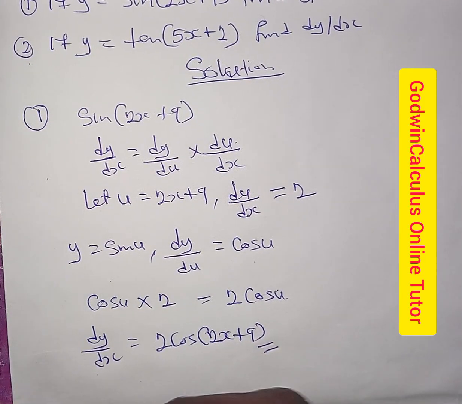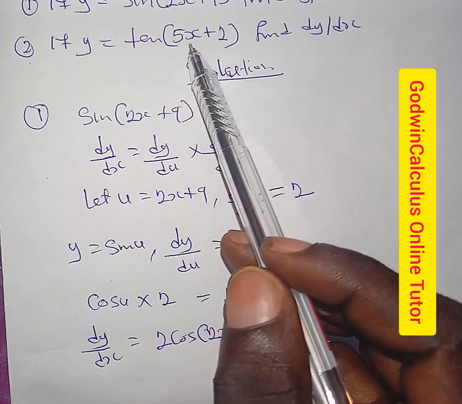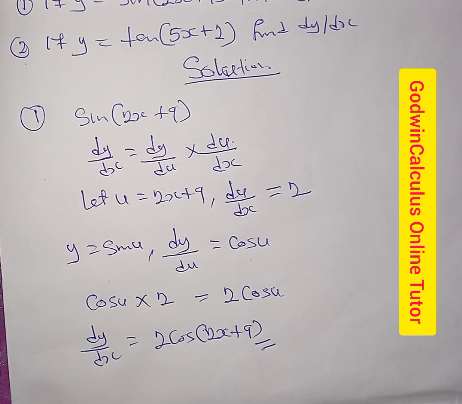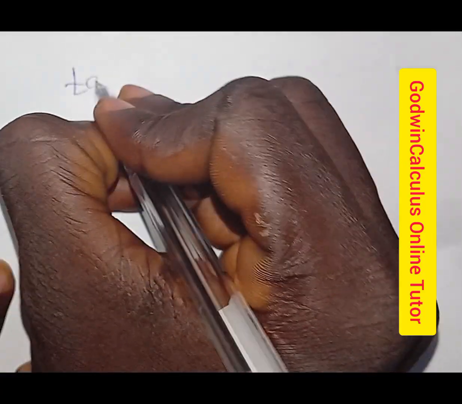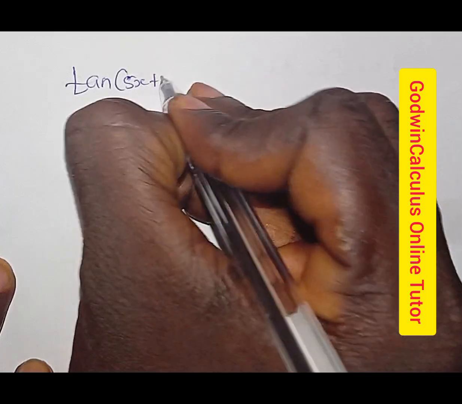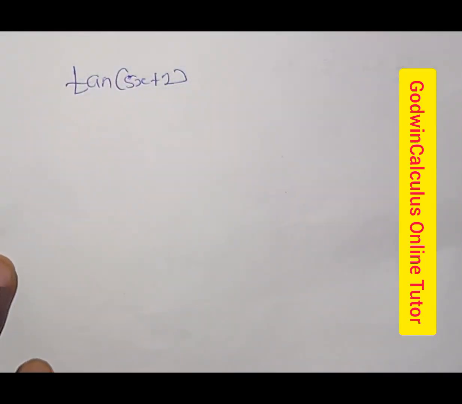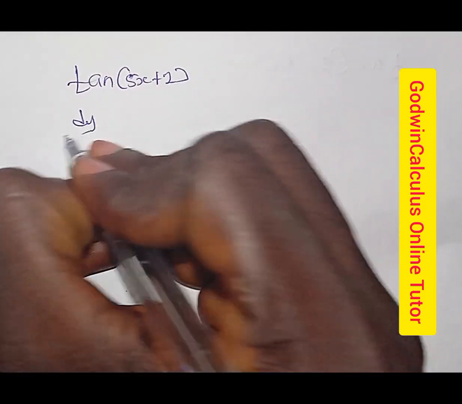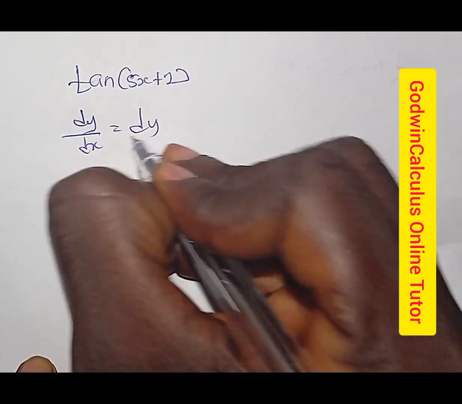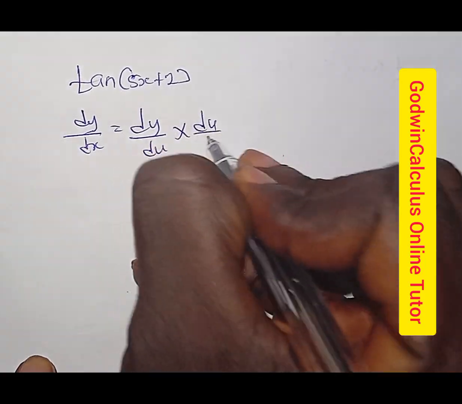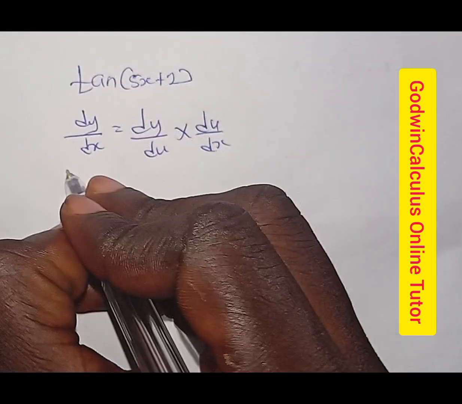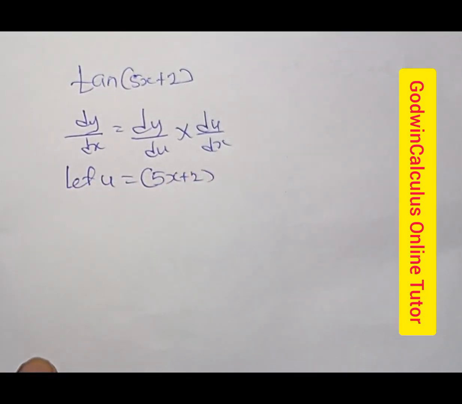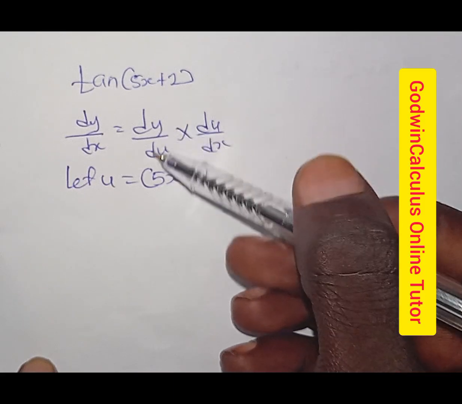Now number 2 question says that if y is equal to tan bracket 5s plus 2, find dy/ds. We're still going to apply the same method. Tan bracket 5s plus 2. Now the formula for the chain rule is what? dy/ds is equal to dy/du times du/ds. In this case now, let u is equal to bracket 5s plus 2. Now we're going to find our dy/du and the du/ds.